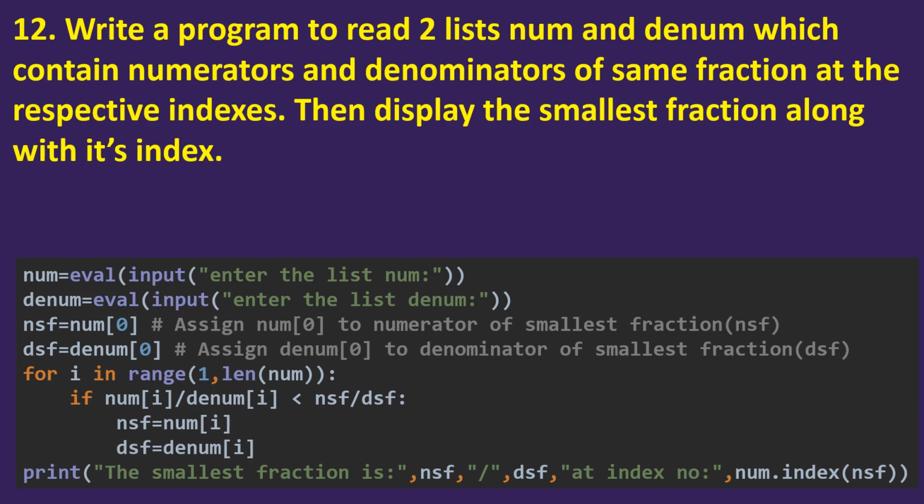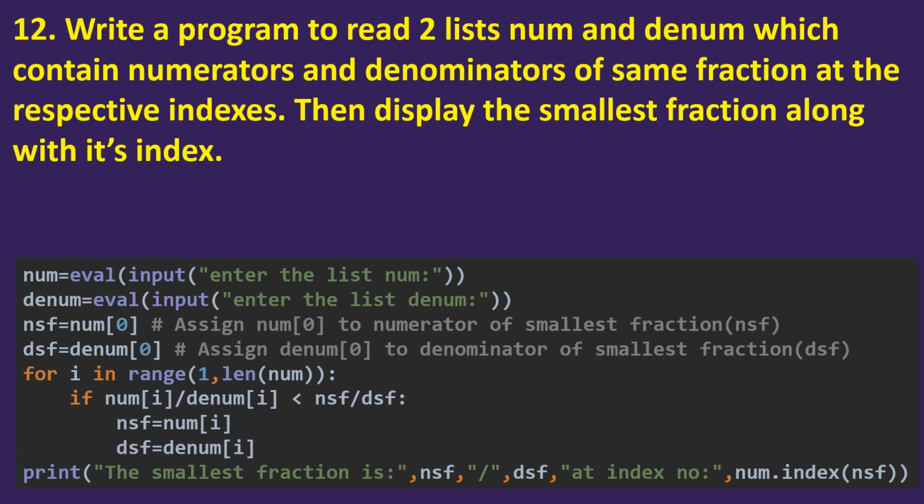So it will check the index number, the value which is at index number 1 of both the lists. It will take the fraction of that one, numerator by denominator, and check if it is less than this fraction, that is your smallest fraction nsf divided by dsf, because we have taken the values at index number 0 to be the smallest fraction. If it is less, then your new nsf value will be num of i and new dsf value will be denum of i. So like this it will continue. Then by the end of the loop, you will get your smallest fraction, that is nsf by dsf.